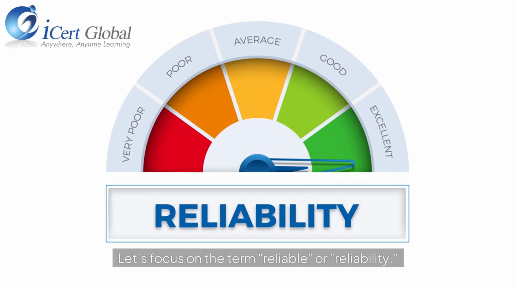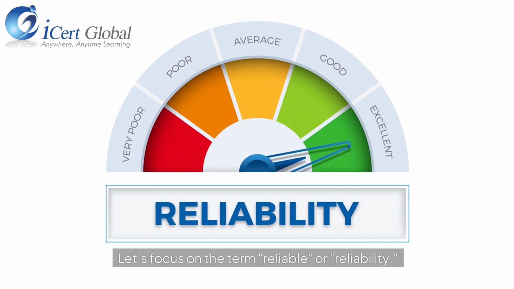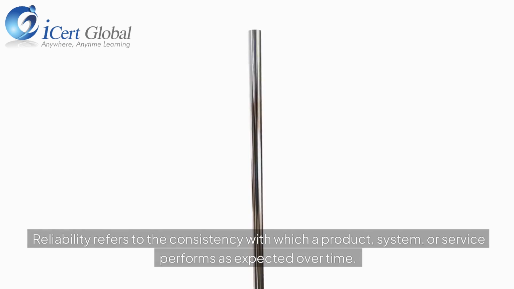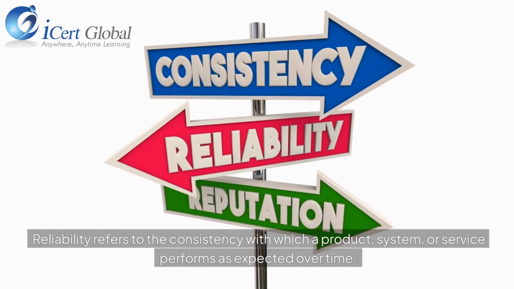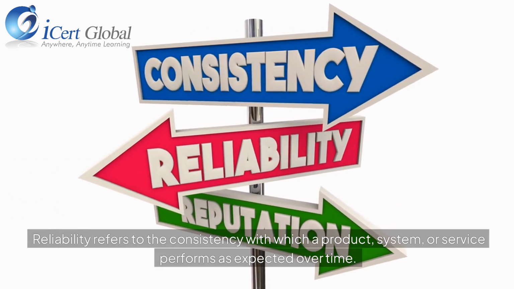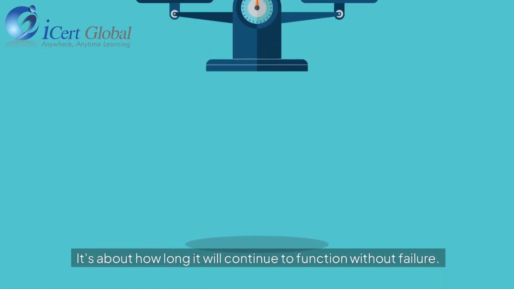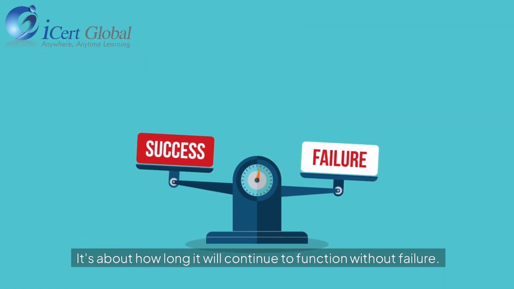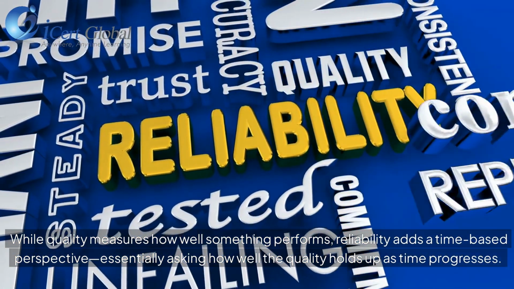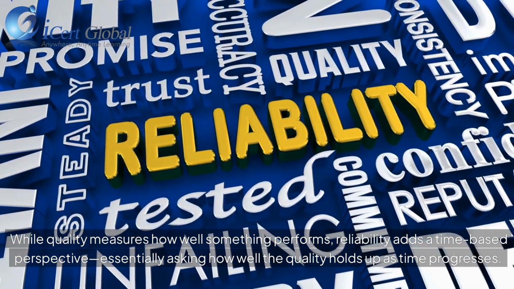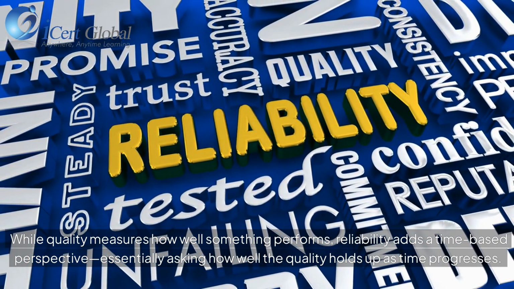Let's focus on the term reliable or reliability. Reliability refers to the consistency with which a product, system, or service performs as expected over time. It's about how long it will continue to function without failure. While quality measures how well something performs, reliability adds a time-based perspective, essentially asking how well the quality holds up as time progresses.